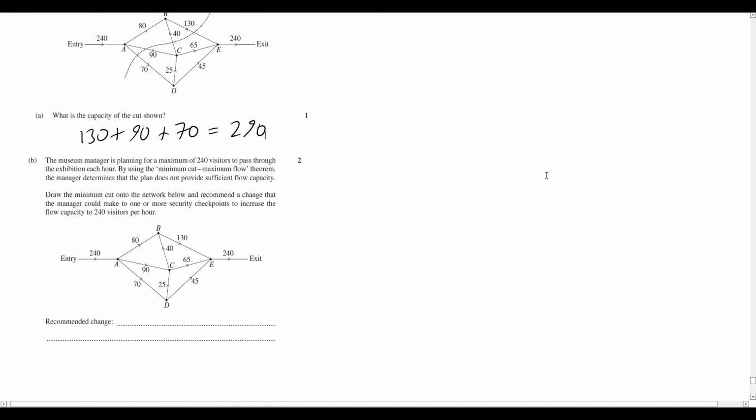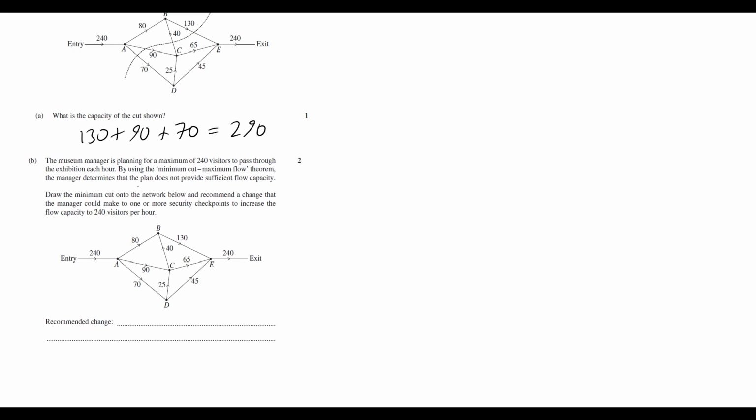Okay, now moving on to part B. The museum manager is planning for a maximum of 240 visitors to pass through the exhibition each hour. By using the minimum cut maximum flow theorem, the manager determines that the plan does not provide sufficient flow capacity. So draw the minimum cut onto the network below and recommend a change that the manager could make to one or more security checkpoints to increase the flow capacity to 240 visitors per hour.